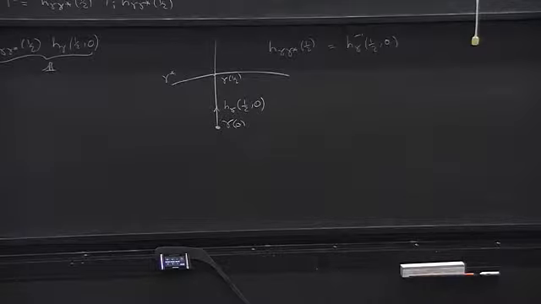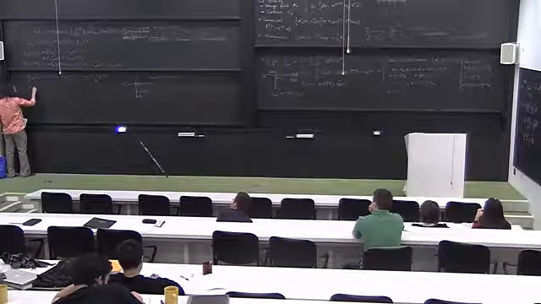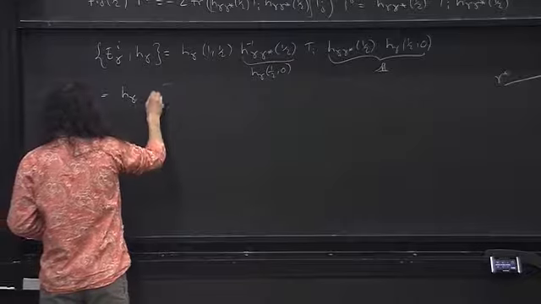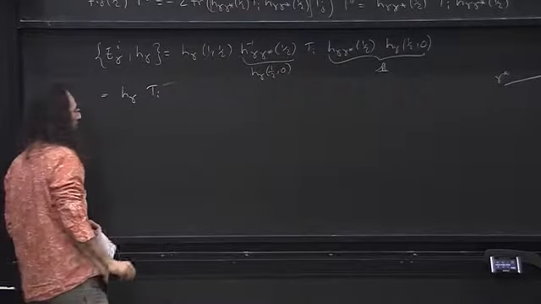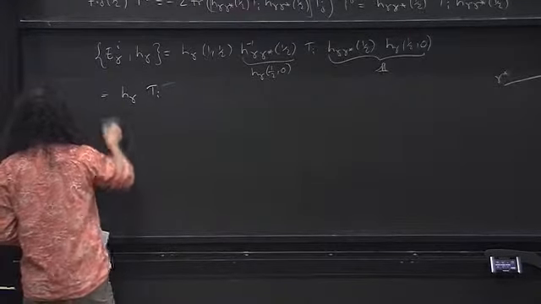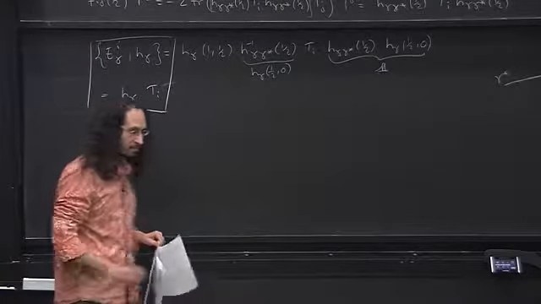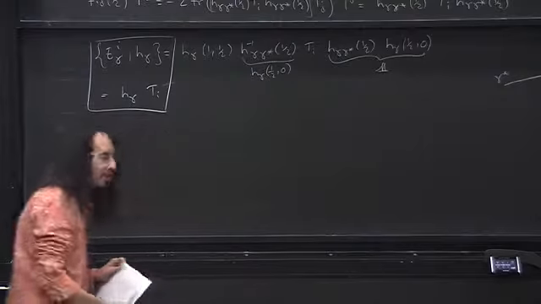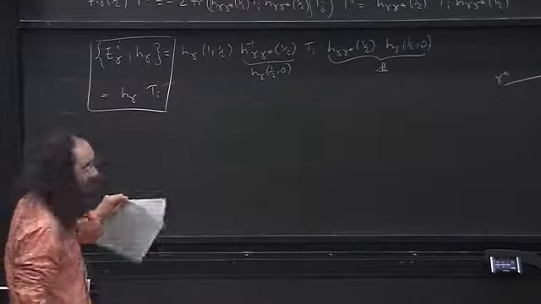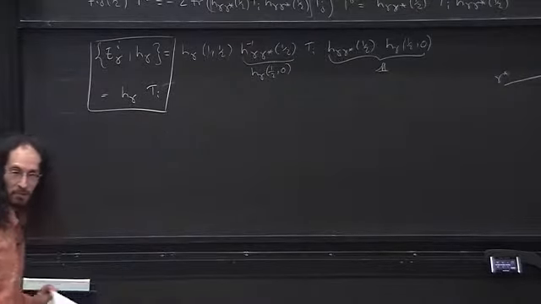And then here, that's h_γ on (1/2, 0). So my Poisson bracket is just h_γ T_i. Okay, so the intermediate steps were complicated, but the final result is pretty simple.